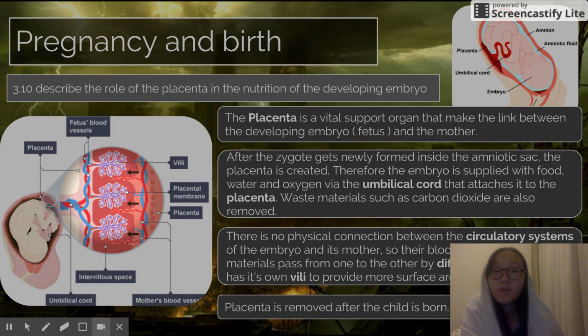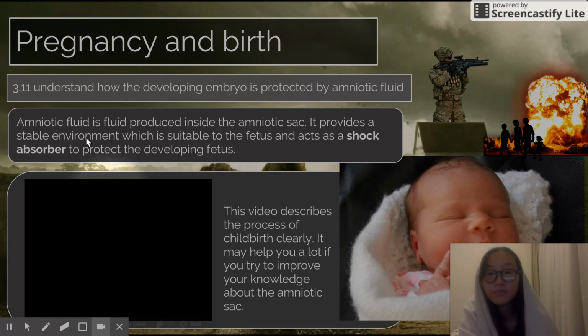Because the placenta is an organ that is made after the baby is produced, it is actually unnecessary to the female body. So after the child is born, the placenta gets removed after about 30 minutes.